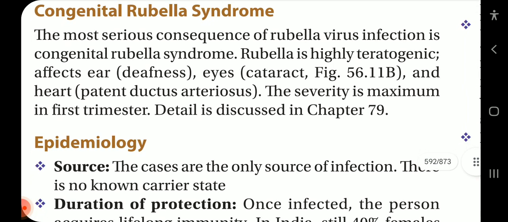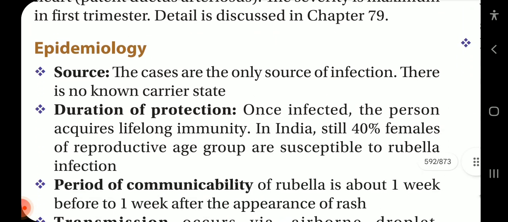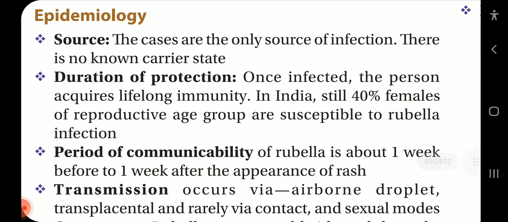Congenital rubella syndrome. The most serious consequence of rubella virus infection is congenital rubella syndrome. Rubella is highly teratogenic, affects ear (deafness), eyes (cataract), and heart (patent ductus arteriosus). The severity is maximum in the first trimester. Epidemiology, source: the cases are the only source of infection. There is no carrier state.